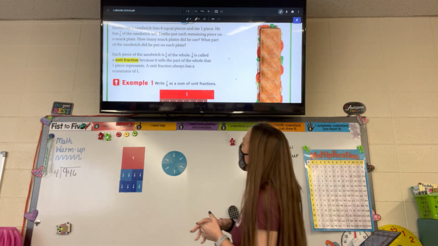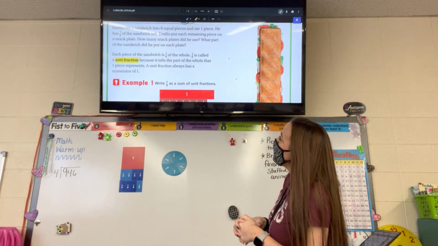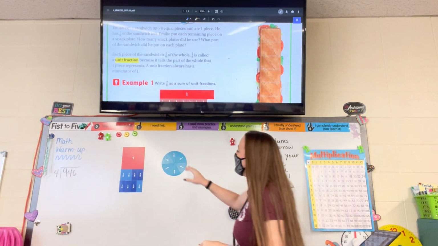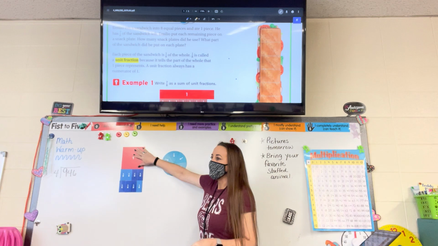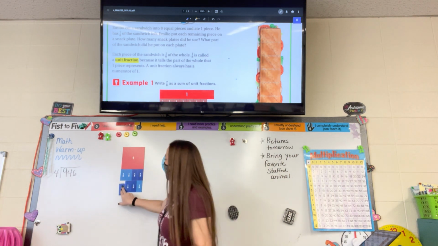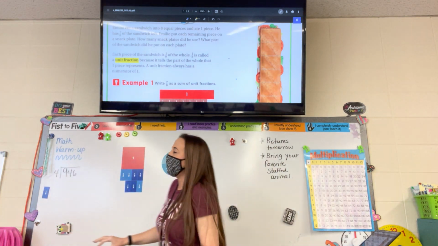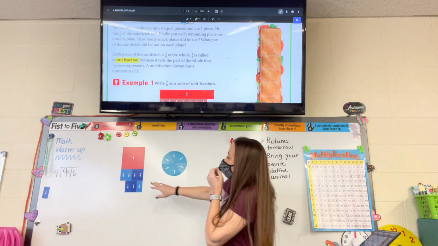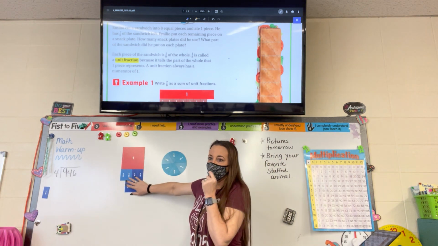So, our problem says Emilio cut a sandwich into 8 equal pieces and ate 1 piece. So this is the size of his original sandwich, and then he cut it into 8 pieces, right, Dakota? And then he ate 1 of them, so that one's going to disappear. He has 7/8 of the sandwich left, right? Make sense?